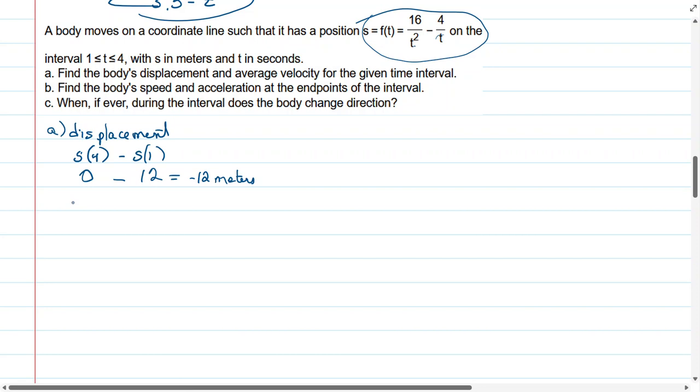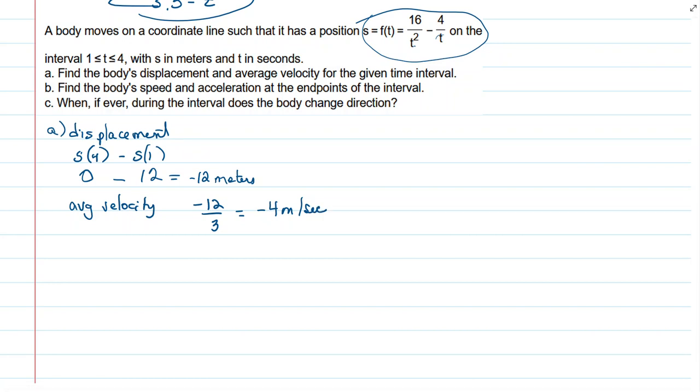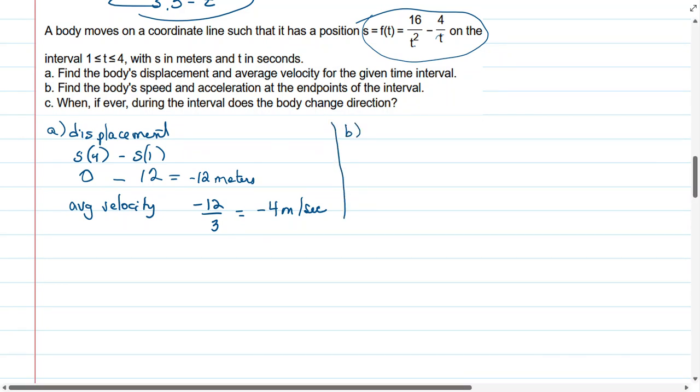All right, and now we want average velocity. So we're going to take our negative 12 and divide by 4 minus 1. So our secant line from point A to point B is negative. All right, so that's our A. Our B is speed, acceleration.